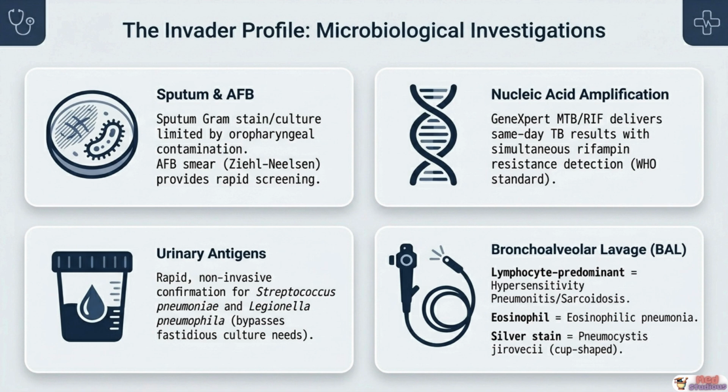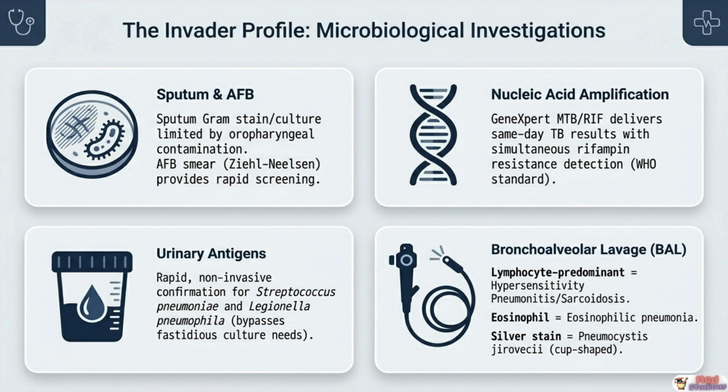Identifying the specific microbiological invader behind a respiratory infection relies on 4 complementary investigation strategies. Sputum and acid-fast bacillus testing remains foundational. Sputum gram stain and culture are limited by oropharyngeal contamination, but the AFB smear using Ziehl-Neelsen staining provides rapid, valuable screening specifically for tuberculosis. Nucleic acid amplification testing represents a major modern diagnostic advance.